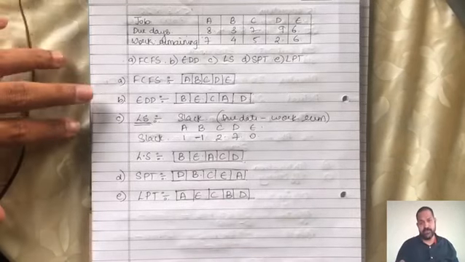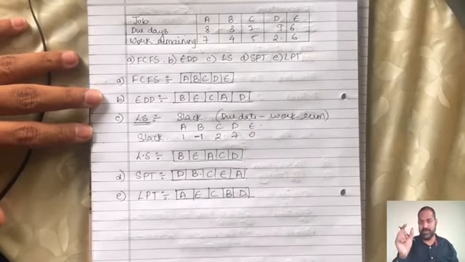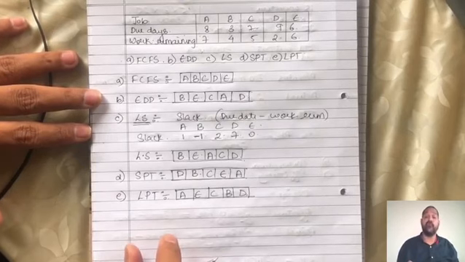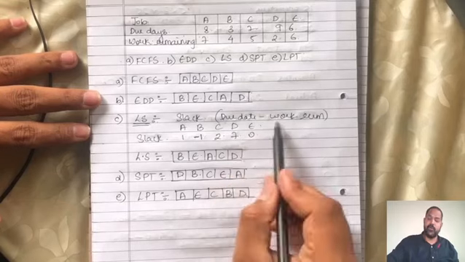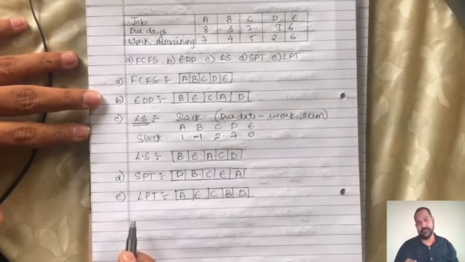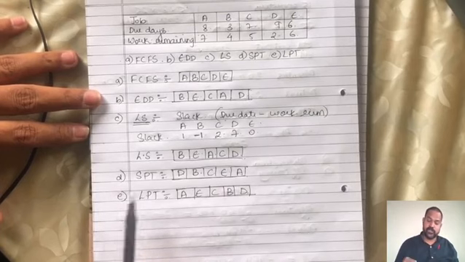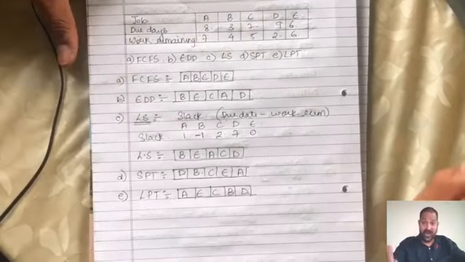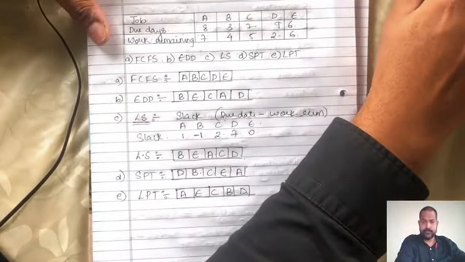FCFS, first come first serve. EDD, earliest due date. LS, least slack. What do you mean by slack? How many days do I still have floating or extra? How do you find that? It is the due date minus the work remaining. Then I have the shortest processing time and then the longest processing time. Let me quickly look at the solution.